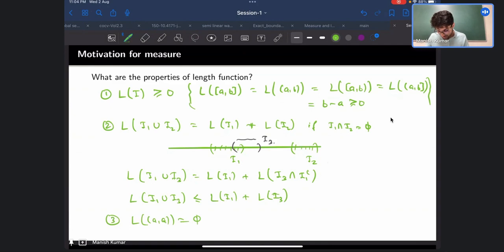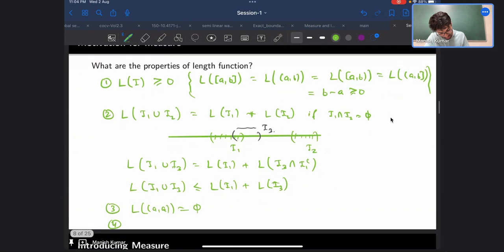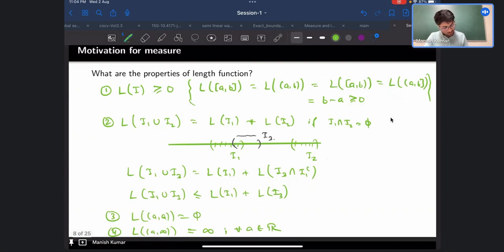This is already there. Now suppose I choose an infinite length, so (a, infinity). Then the length of this interval is nothing but infinity, right? For any a, whatever a you choose, for all a belonging to R. So this says that the length function can take infinity as its value as well.